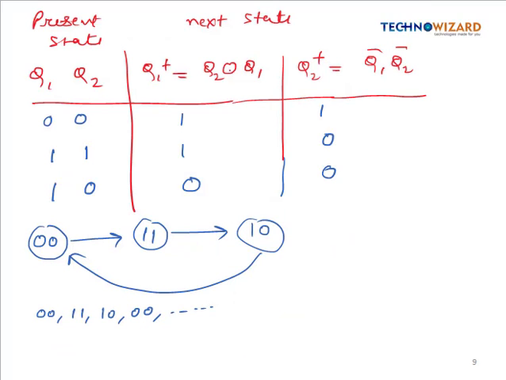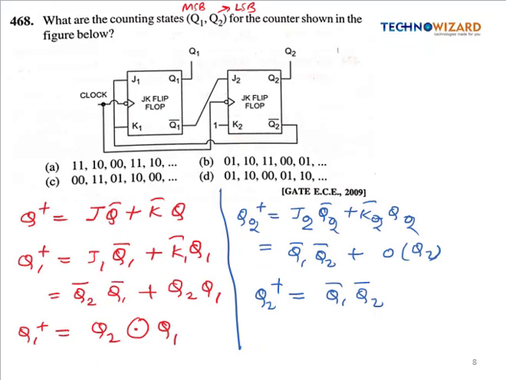We can also start from 1 1, so this will be 1 1, then the next pulse will give 1 0, then we will get 0 0, and the signal will repeat like this. So option A is the right answer.